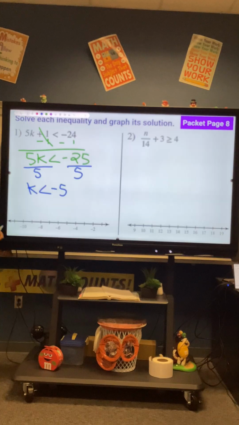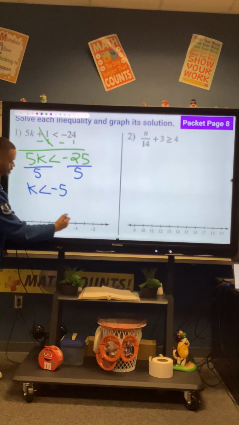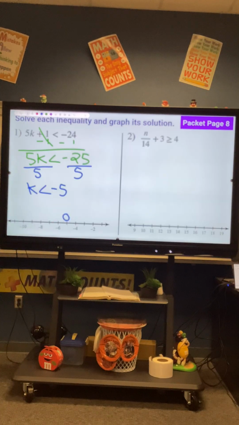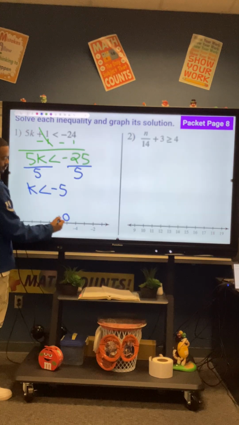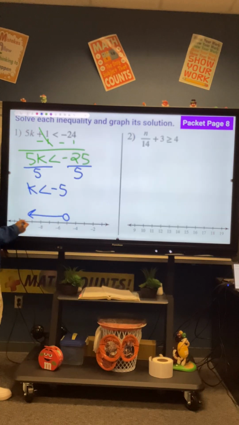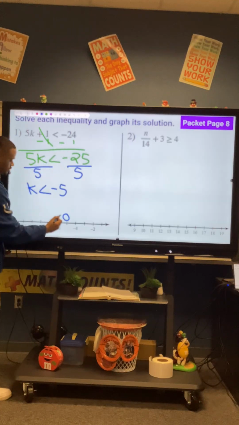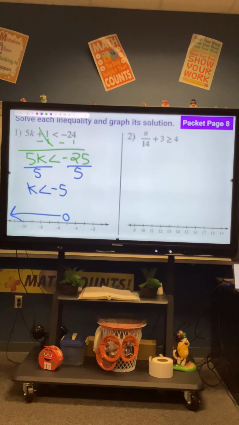So, negative 5 is right here, right? Is my circle open or closed? It's going to be open because I don't have an or equal to in my inequality. So it's the open circle. And since k is less than negative 5, I'm going to go to our left. Okay? Second one I'm going to do on my own before I start asking y'all for help.